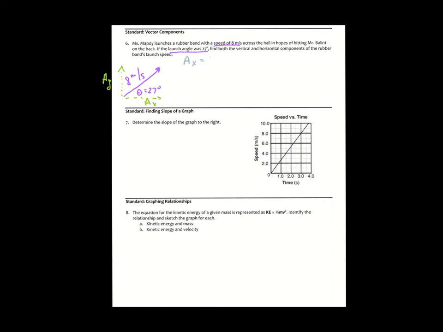So AX equals A cosine theta, and AY equals A sine theta. This is always the case. This is on your reference table. AX equals 8 meters per second cosine 27. If you show your work just like this, I'll give you full credit because you need to show work with your units.